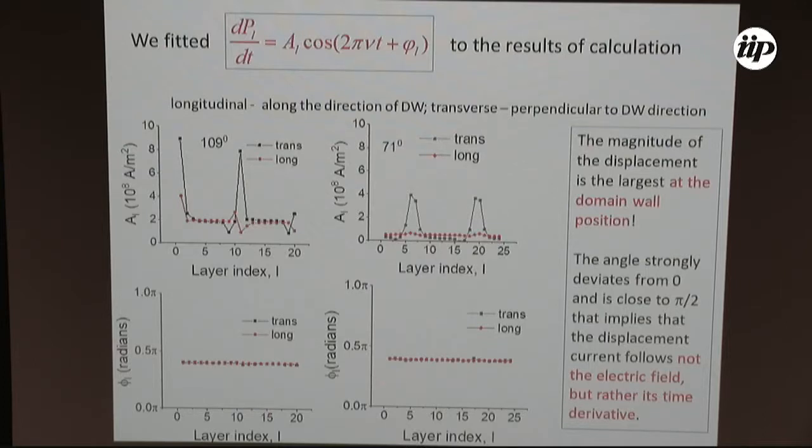The phases are very close to pi over 2, which is not surprising. Pi over 2 with respect to the phase of the electric field, which is not surprising because this is the displacement current, which is the derivative of polarization with respect to time. So the polarization itself should follow the electric field, but the derivative should be shifted by pi over 2.